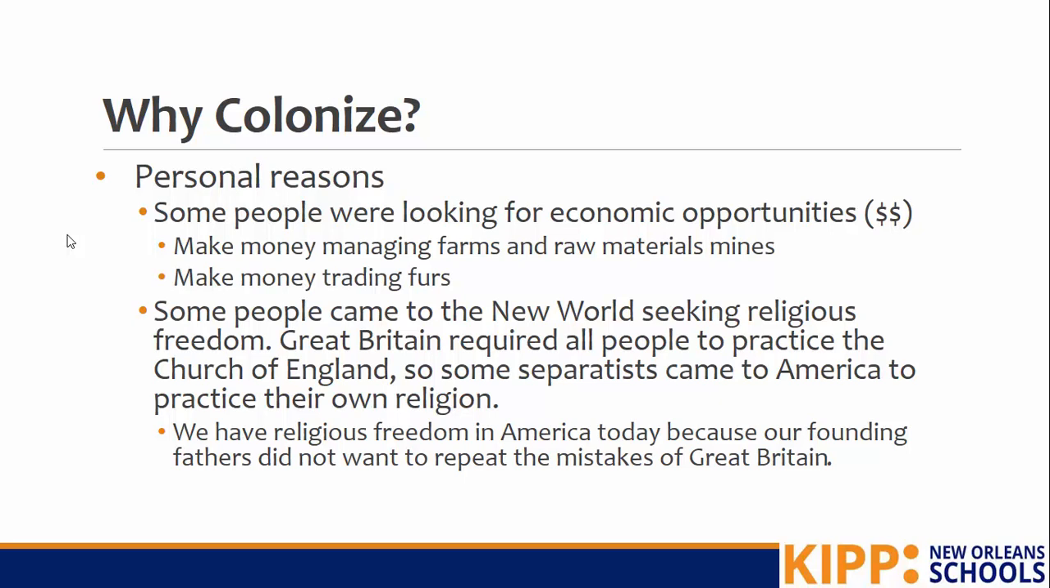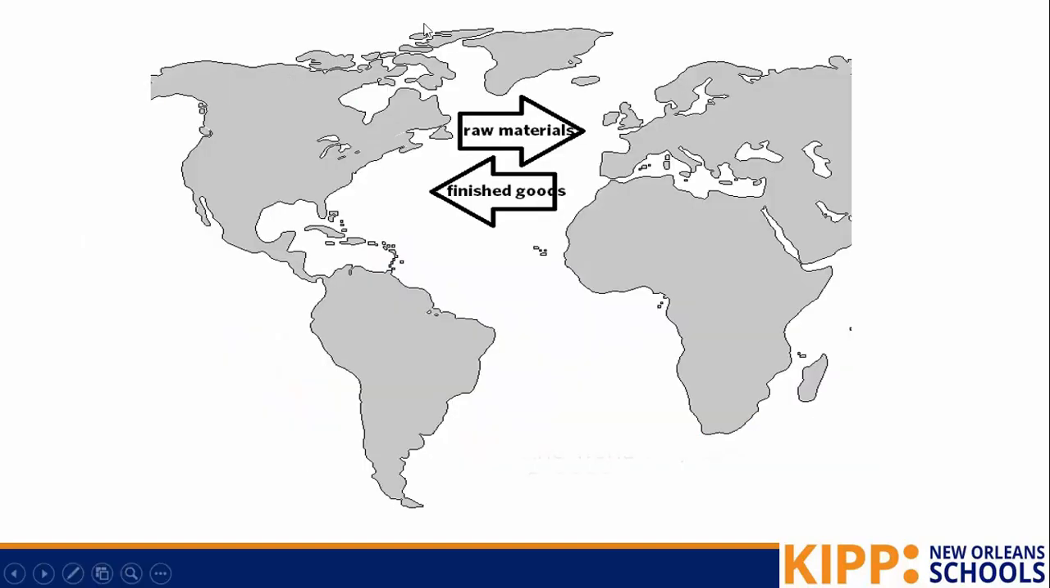Other people came to the New World looking for religious freedom. Great Britain required all of its people to practice in the Church of England, so separatists came to America to practice their own religion. We still have religious freedom today in America, and that's because our founding fathers did not want to repeat the mistakes of Great Britain. So people came from England to the 13 American colonies for economic reasons and for religious freedom.